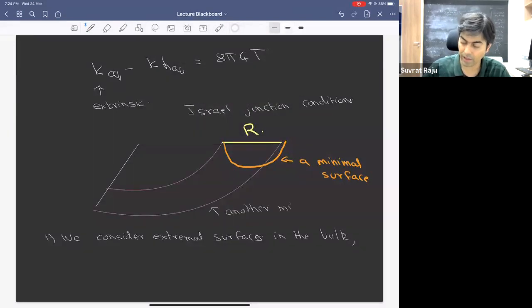And then I can compare the area. So the second surface has two parts. It has part 1 and part 2. I have to add up the areas, and I can compare the area of the second surface with the first surface. Okay? So the main difference is we are also allowed to consider surfaces terminating on the brane.